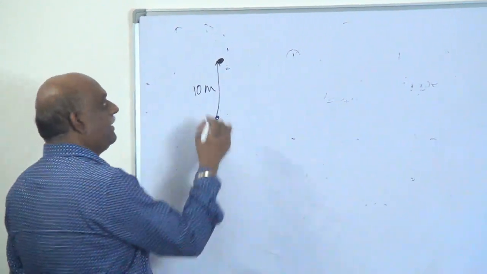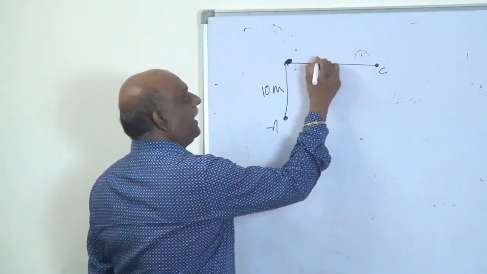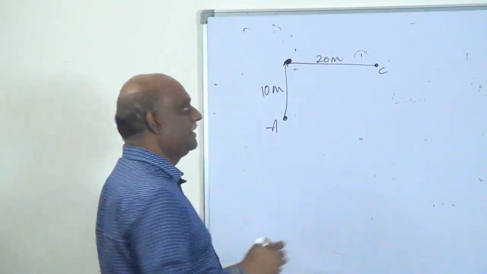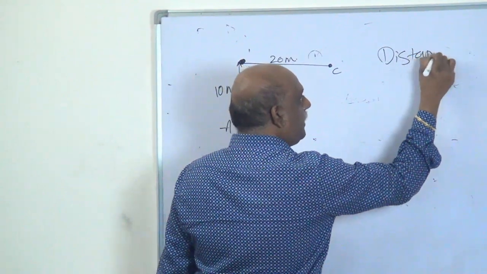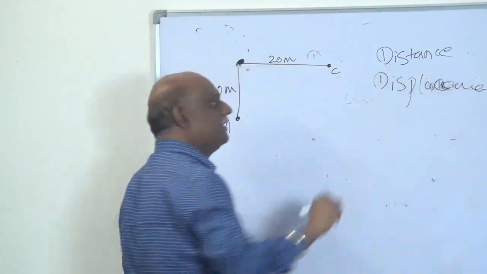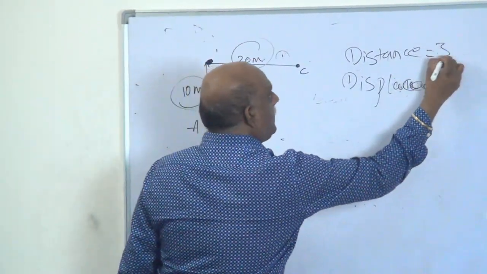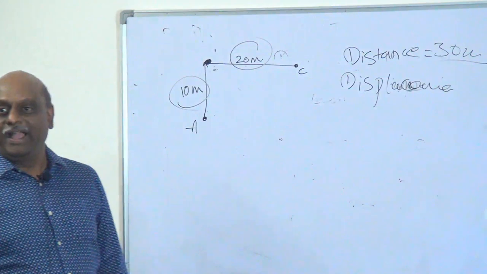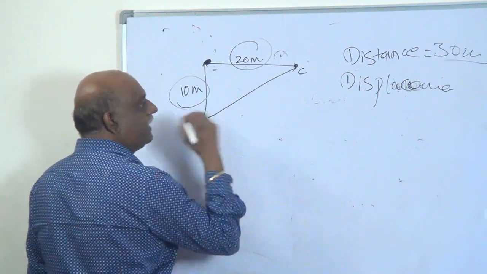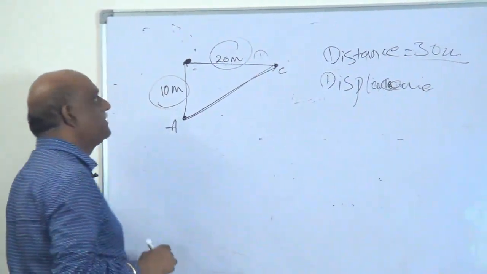And from there, he is traveling to the point C, which is around 20 meters. Now, you are asked to calculate two things. One is, what is the distance and what is the displacement. Very easy question. 10 meters plus 20 meters is equal to 30 meters, which is the distance. And what is the displacement? It is typically between A to C. So how do you get the value of A to C?